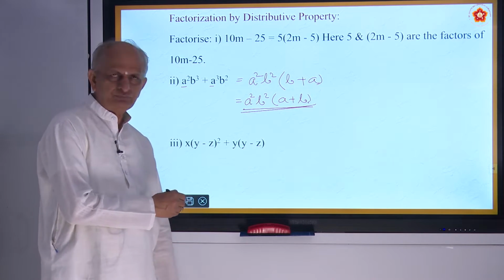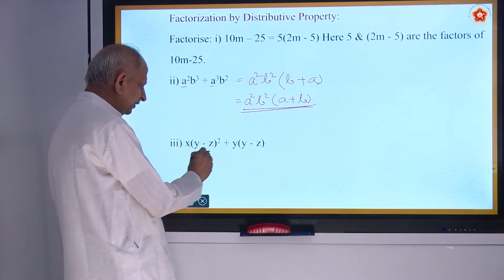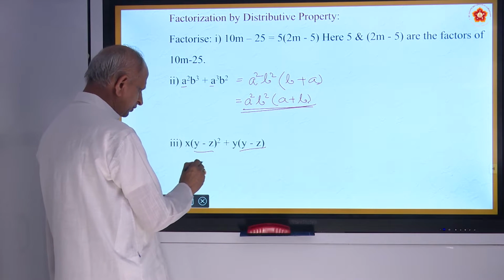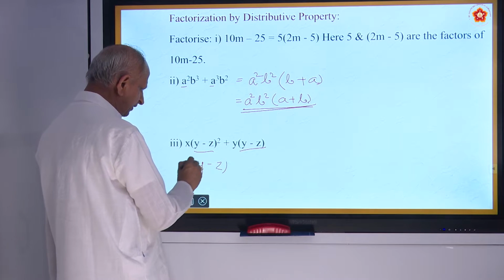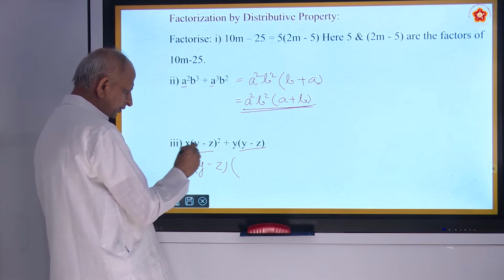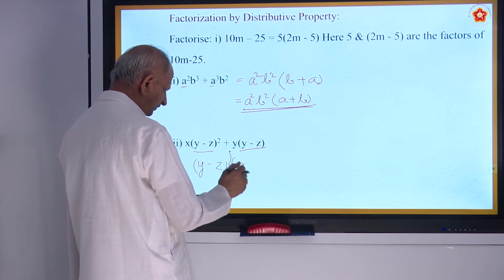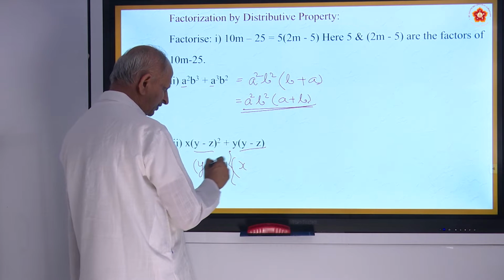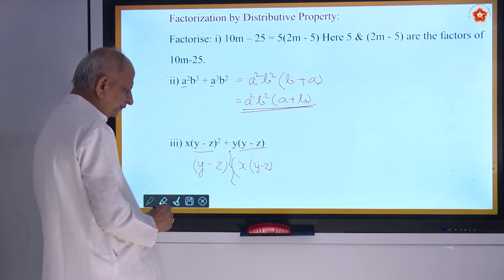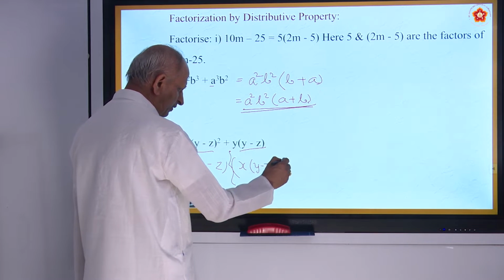Here what shall we do? If you just observe closely, you find that there is some common here. What is that? Y minus z is common. So we will take y minus z outside. And what you get inside here? You get x also. Inside you get x into y minus z is taken already outside. So y minus z remains. Correct? Here y minus z is taken outside, plus y.